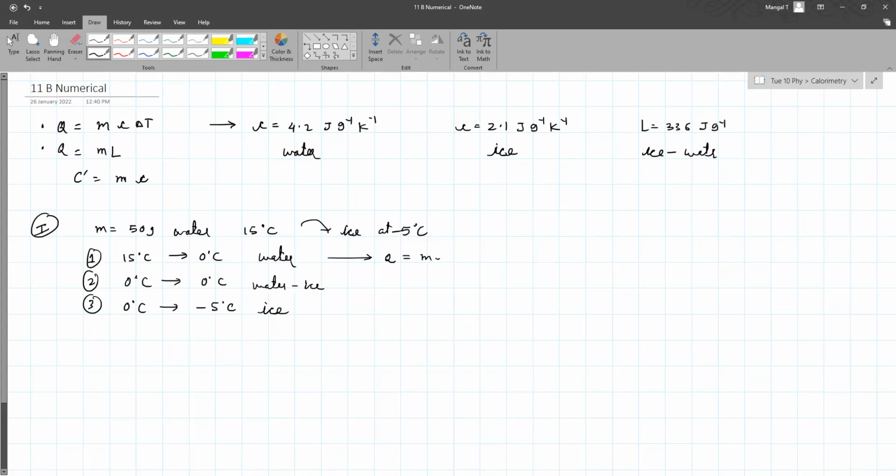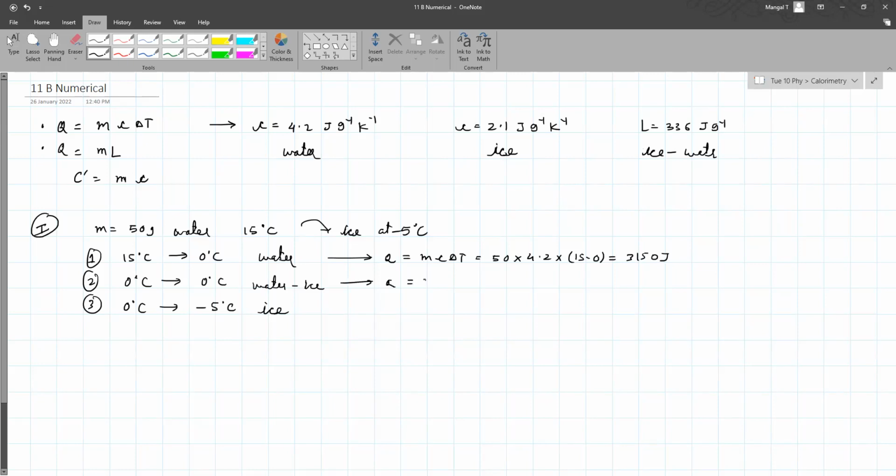Now, how much will be this heat? So that will be mc delta T. So that is 50 into 4.2 into 15 minus 0, because from 15 degree you're bringing it to 0 degree. So this value will be equal to 50 into 4.2 into 15. So that will be 3150 joules.